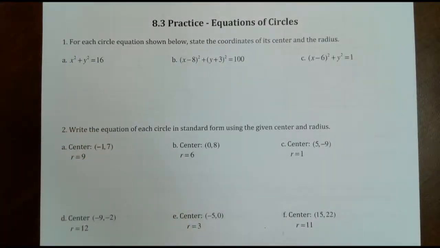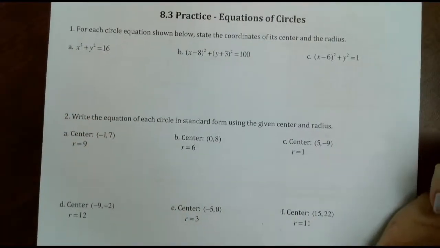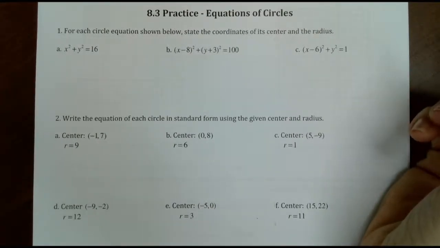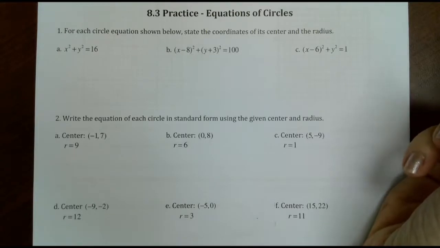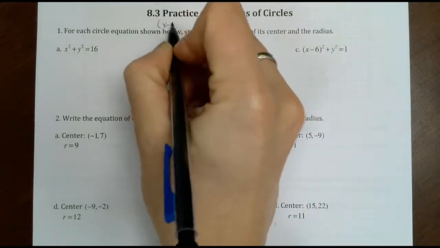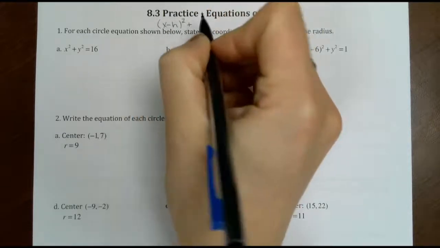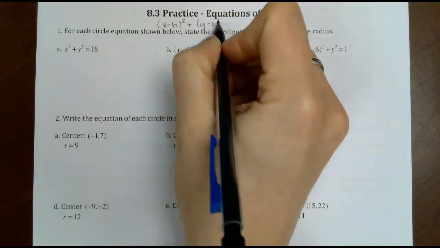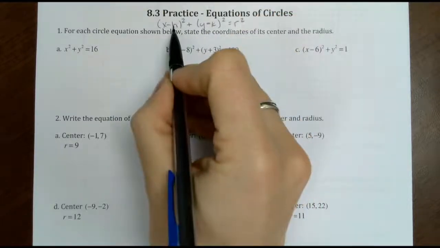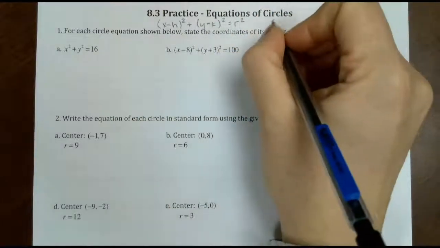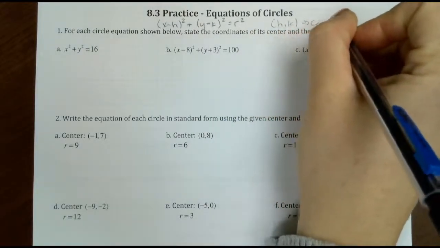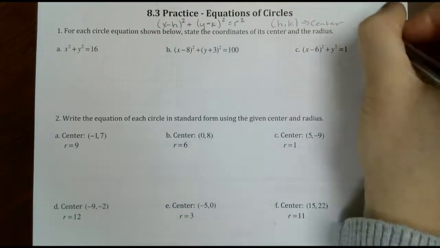Okay, group, this is our 8.3 practice numbers 1 and 2. So here on number 1, it says for each circle equation shown below, state the coordinates of its center and the radius. So just as a reminder, our general form for the equation of a circle is this guy right here. So H and K are our center, and as a reminder, R is the radius.